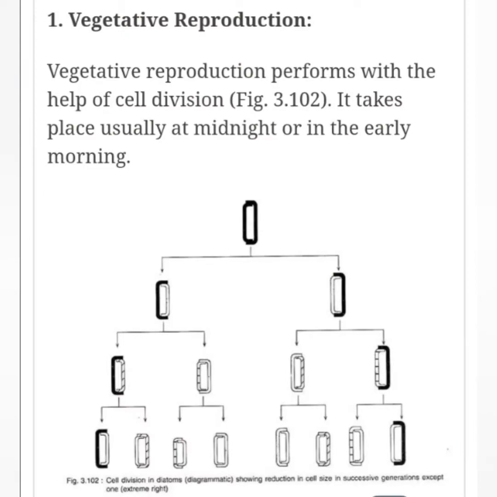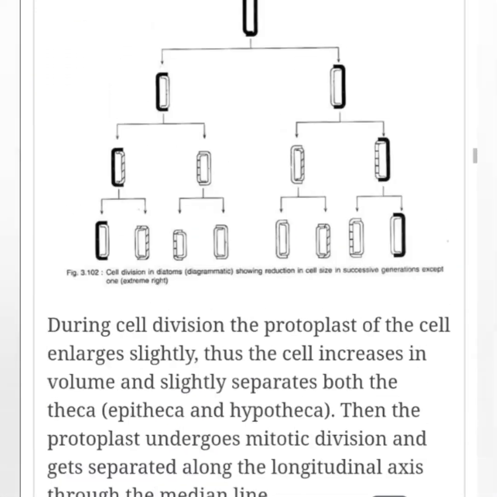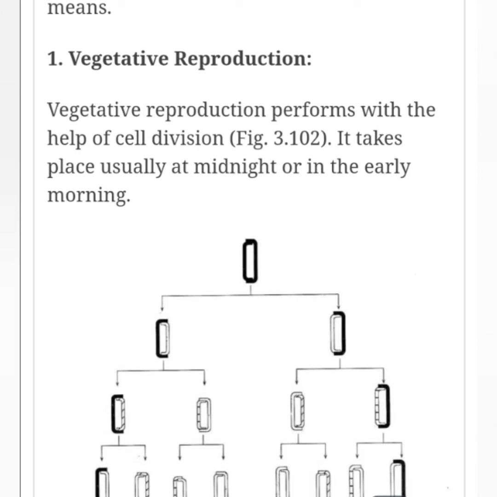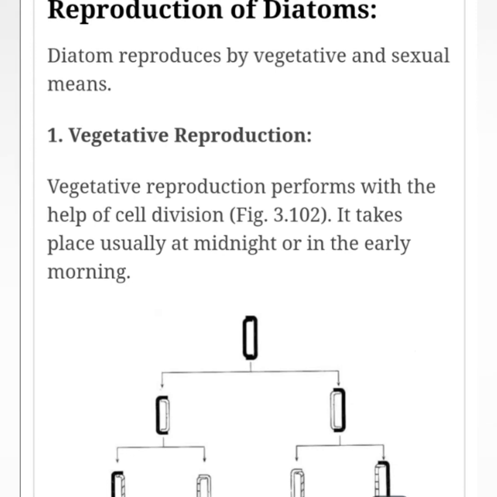Okay, so the next topic, and it is also the last topic here. It is the range of reproductive structures, the reproduction in Bacillariophyceae, that is in diatoms. Now, coming to the reproduction of diatoms, they usually reproduce both by vegetative and sexual means. So there is no asexual reproduction, okay, only vegetative and sexual means.